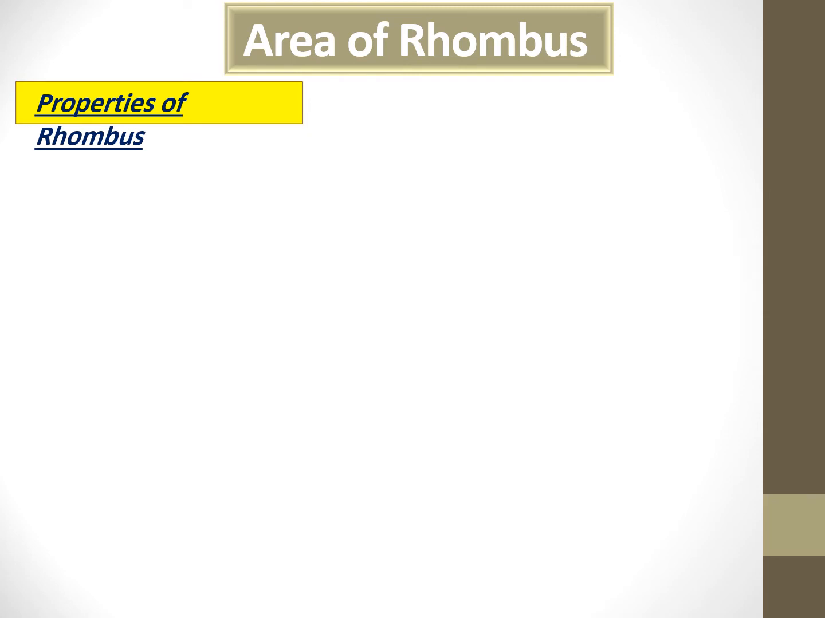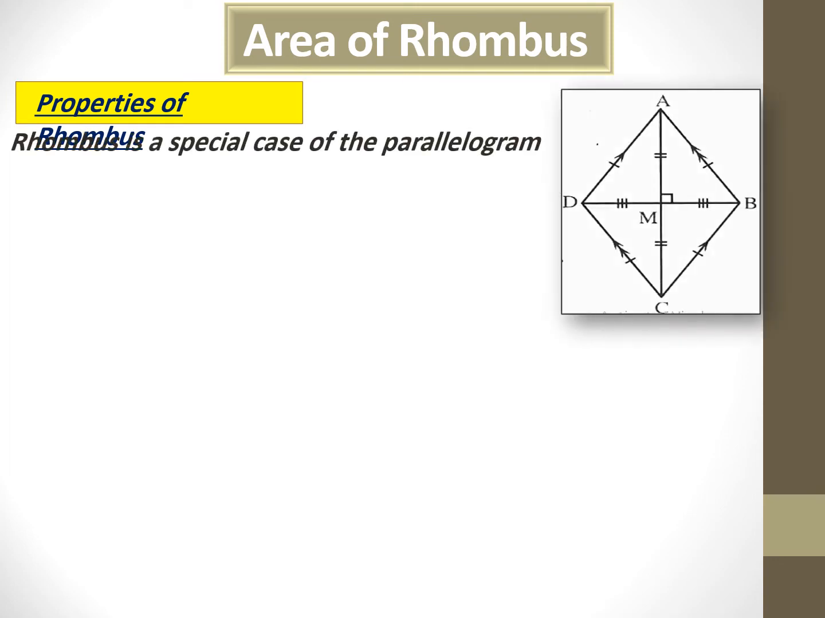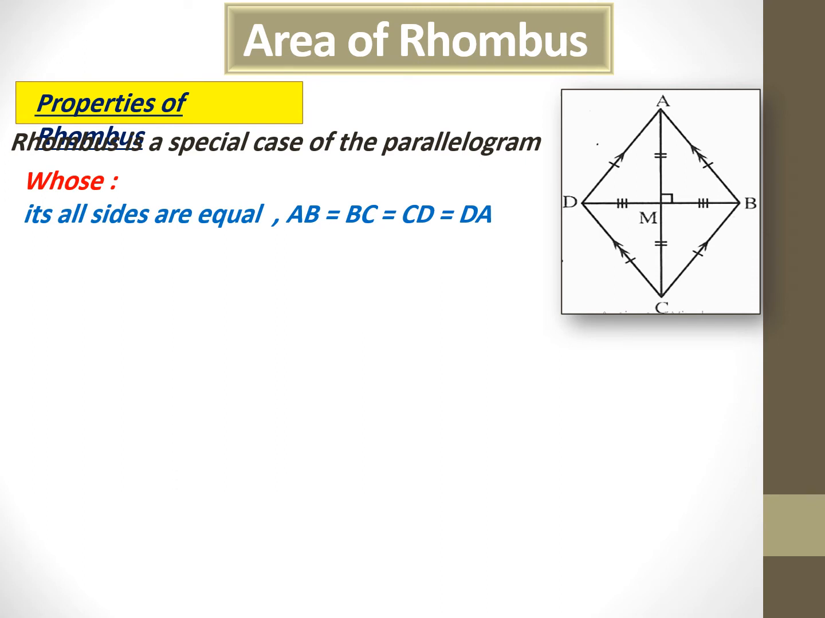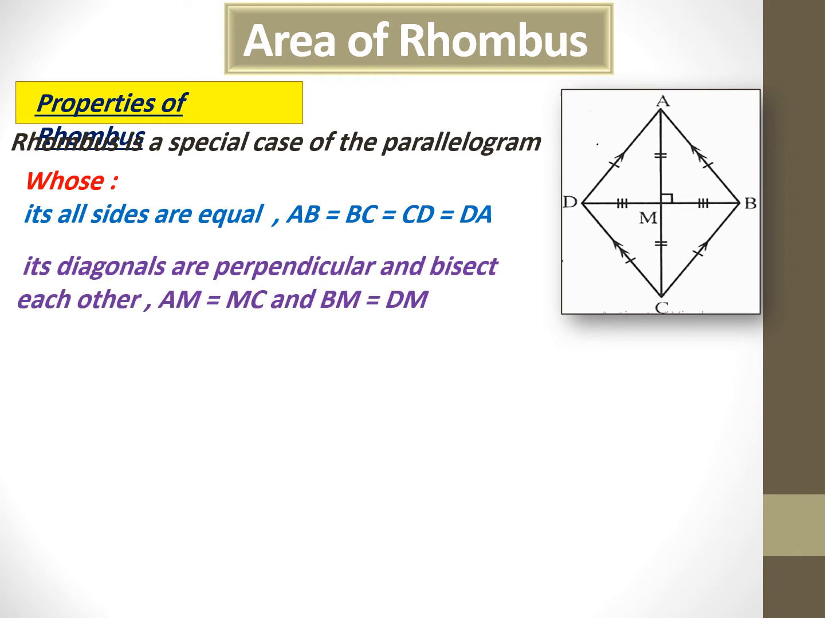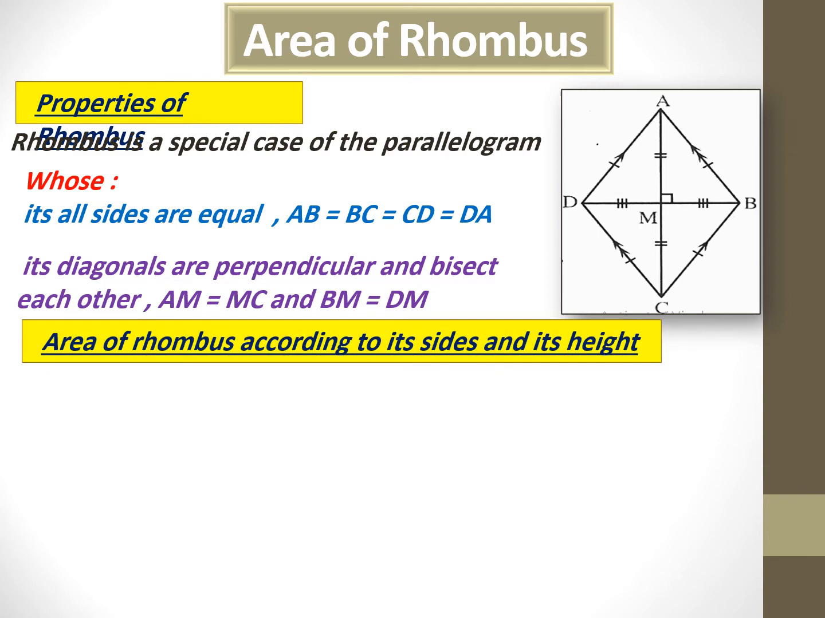properties of the rhombus. We know that the rhombus is a special case of the parallelogram whose all sides are equal. So AB equals BC equals CD equals DA. Its diagonals are perpendicular and bisect each other. So AM equals CM and BM equals MD.